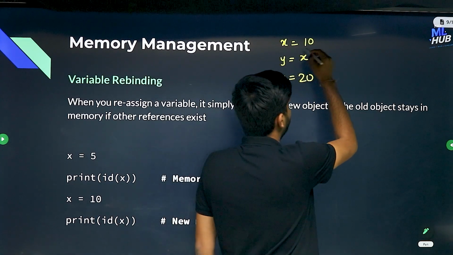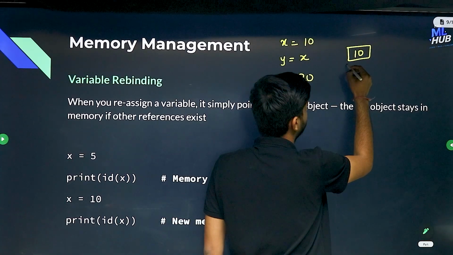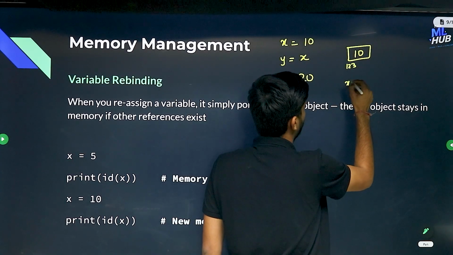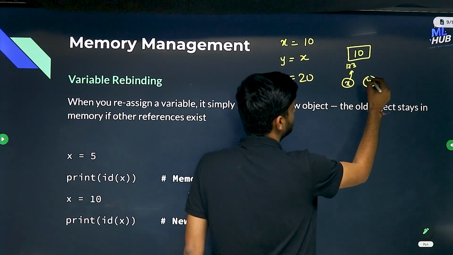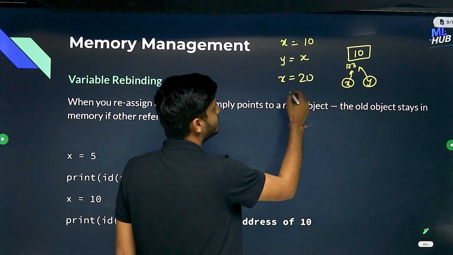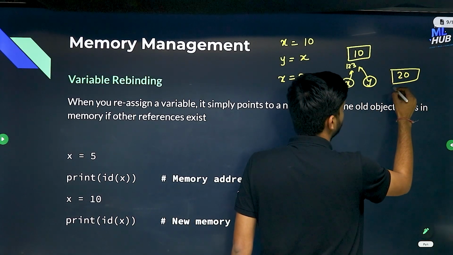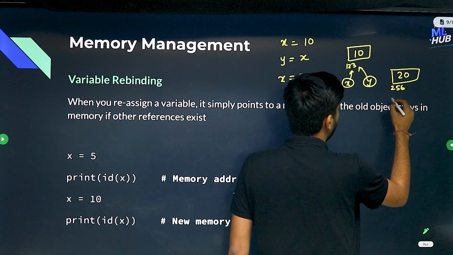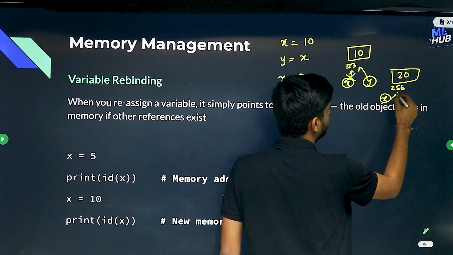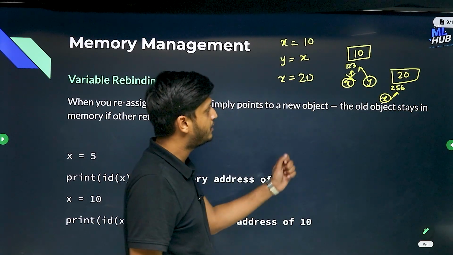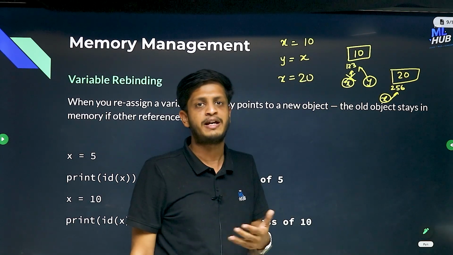When I write x equal to 10, in memory 10 will be stored. Let us say it is stored at memory location 123 and x is pointing to this memory location. When I say y is equal to x, y will also point to the same memory location x is pointing to. And when we say x equal to 20 now, 20 will be stored in memory. Let's say it is at memory location 256. Now x will stop pointing at 123 and will start pointing at this particular memory location. So you actually rebinded the memory location x was referring to. This is called memory rebinding.